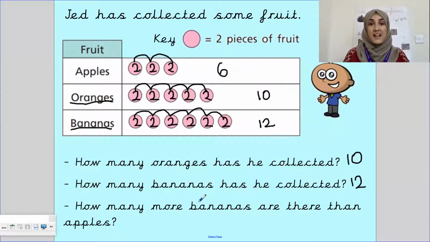Okie dokie. Now, this is one way that we could figure out this answer. Either we could do 2 things. Option 1, we could put 6 in our head and we can see how many fingers it takes to go up to 12. Or we could take 6 away from 12 to find the difference, okay?